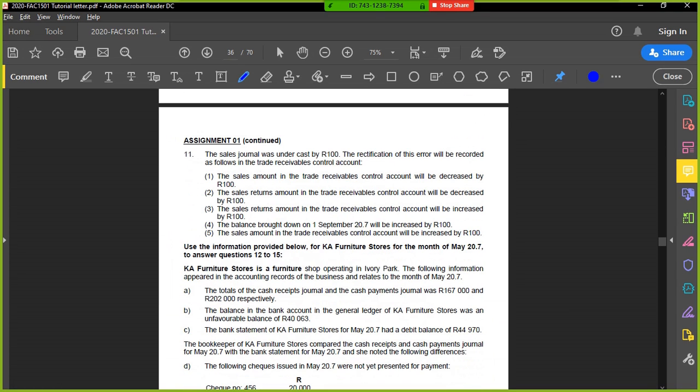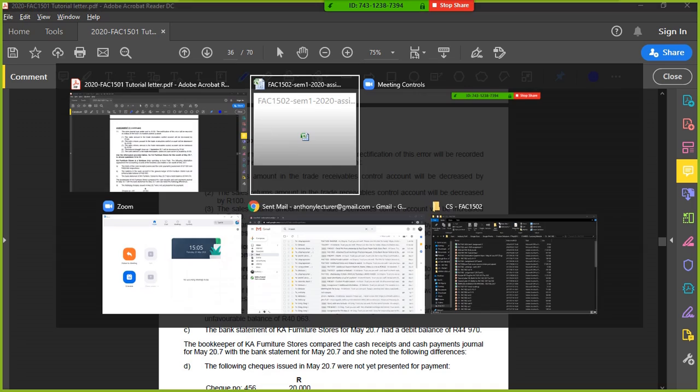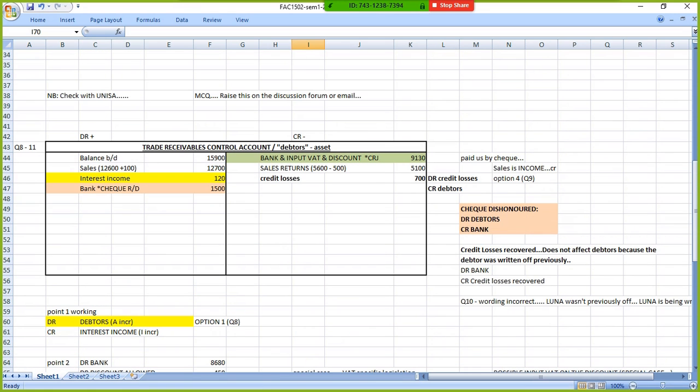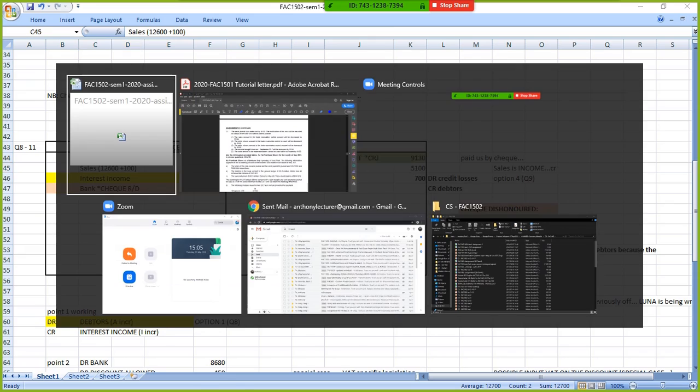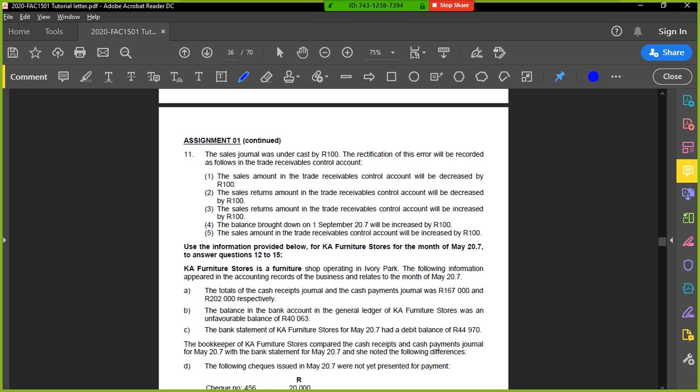Next question, 11. The sales journal was undercast by 100. The rectification of this error will be recorded as follows in the trade receivables control account. Let's go back to our control accounts. We added 100 to the sales. So let's look for the right answer. The sales amount in the trade receivables control account will be decreased?